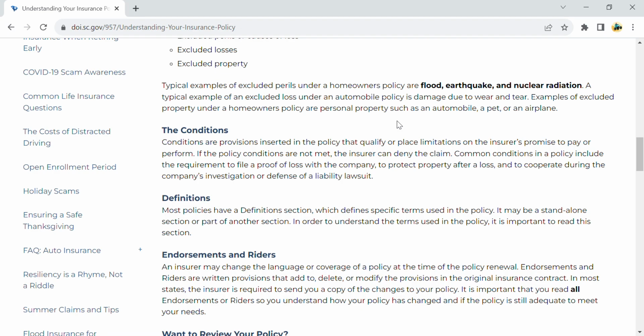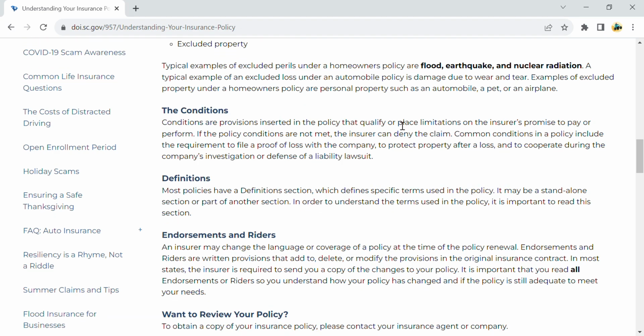Most policies have a definitions section which defines the specific terms used in the policy. It may be a stand-alone section or a part of another section. In order to understand the terms used in the policy, it is important to read this section. Endorsements and riders.